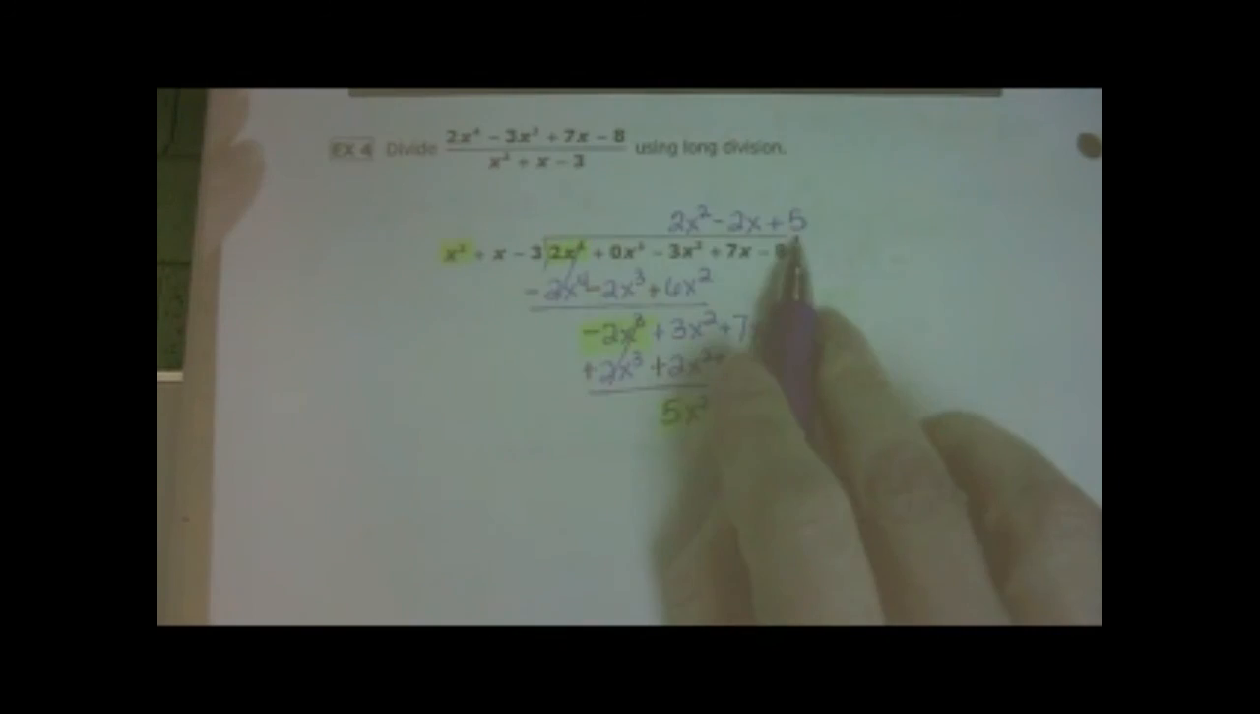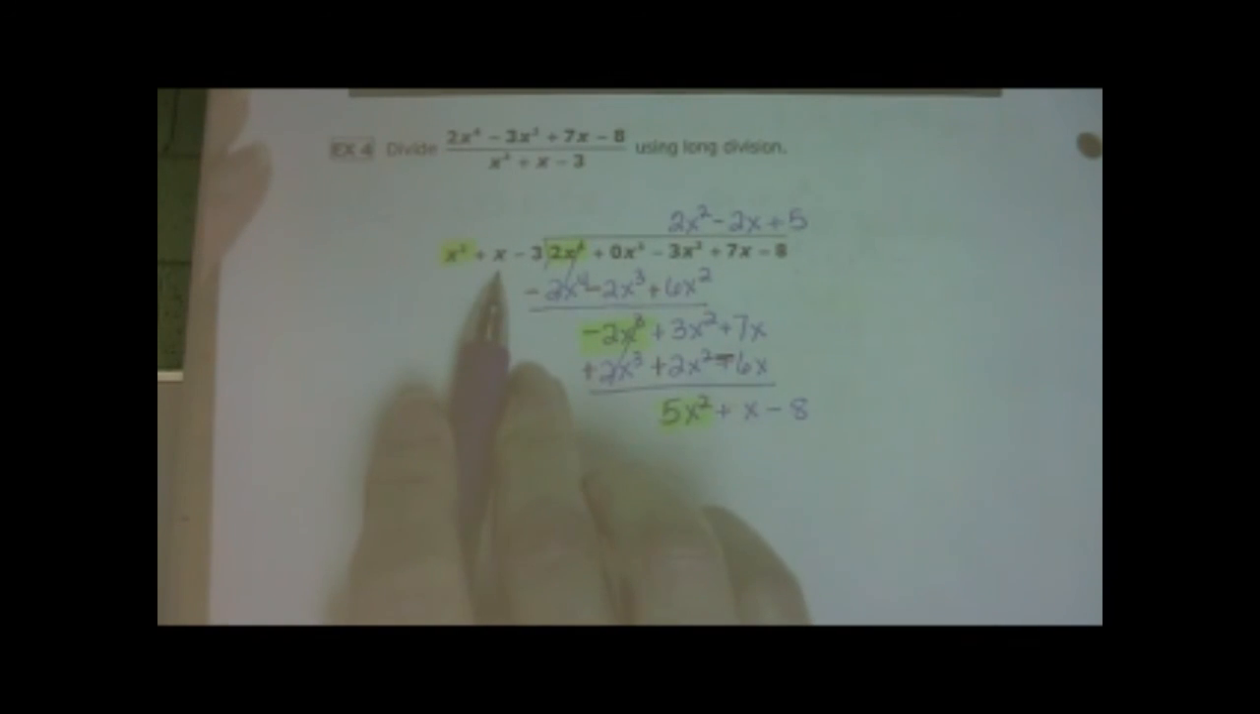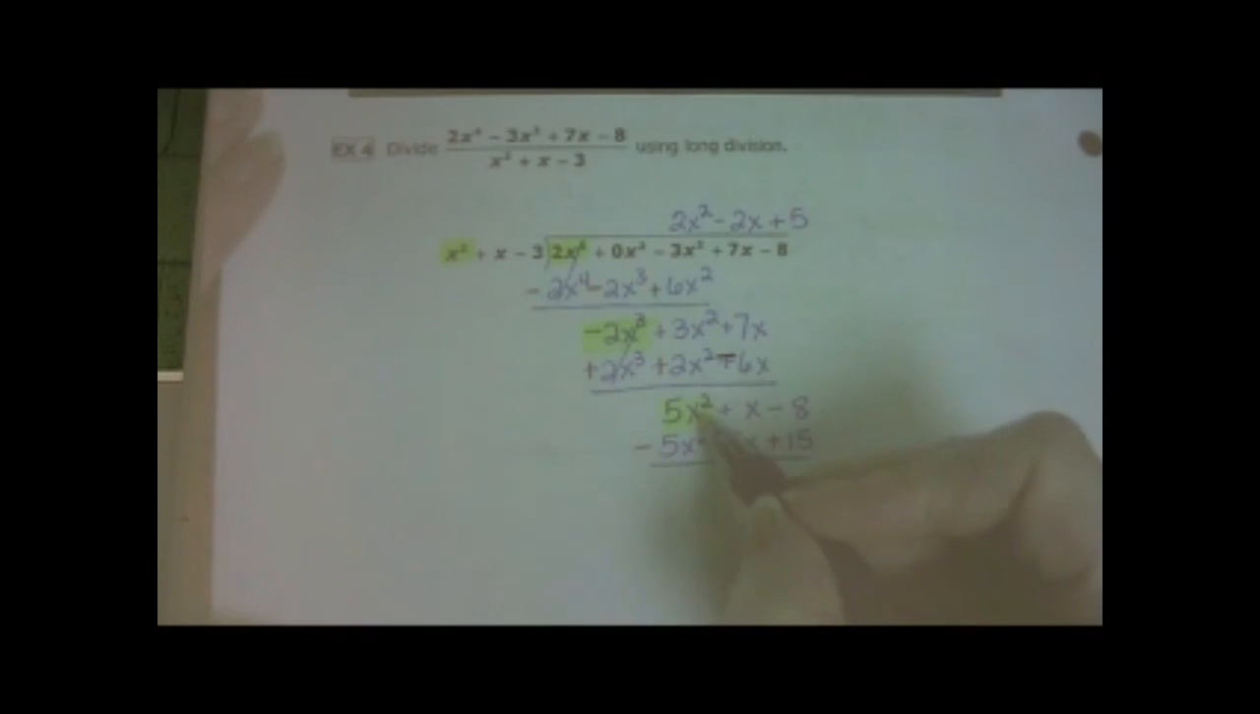We're going to multiply 5 times this trinomial using distribution. So 5 times x squared is 5x squared. 5 times x is 5x. And 5 times negative 3 is minus 15. Don't forget, change all 3 signs. So minus, minus, plus. All right, 5x squared and negative 5x squared are going to eliminate. Positive x and negative 5x gives me negative 4x. And negative 8 and plus 15 gives me plus 7.